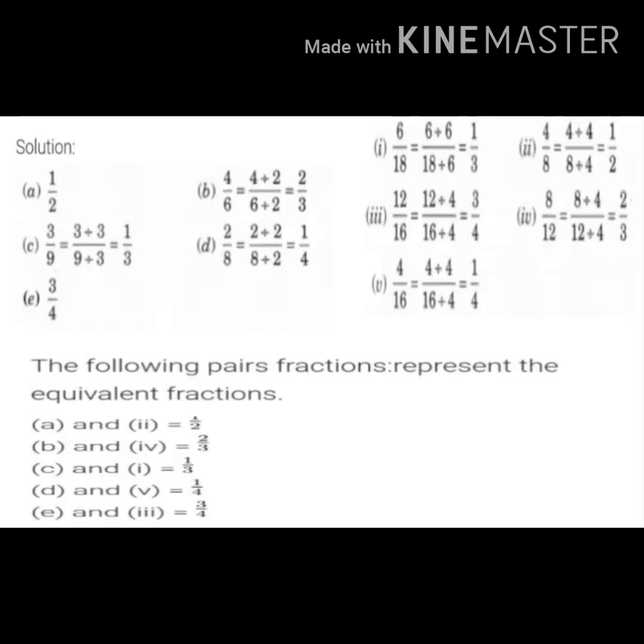Now we will compare these two rows. In these two rows, the two parts which have equal value are equivalent fractions. After comparison, we get A and second part have equal value, that is 1 upon 2. B and fourth part have equal value, that is 2 upon 3. C and first part have equal value, that is 1 upon 3. D and fifth part have equal value, that is 1 upon 4. E and third part have equal value, that is 3 upon 4.